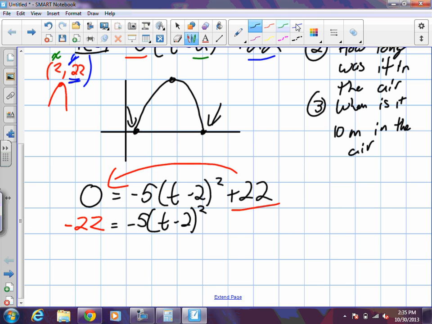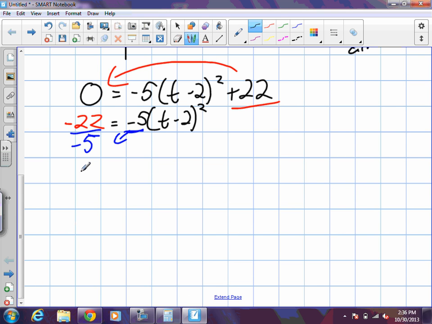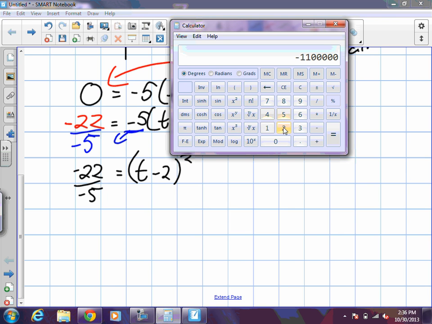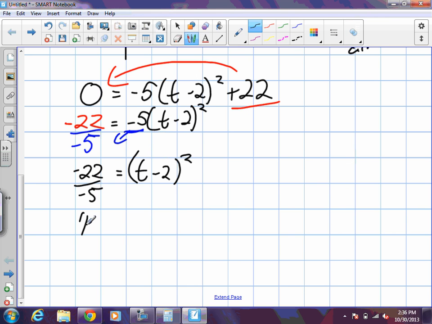Next thing we want to do is move over our negative 5. When we move our negative 5, what operation is it? Division. Okay? Because it's technically multiplication on that side. So we're going to get negative 22 over negative 5 is equal to (t minus 2) squared. Okay, so let's equate what we have here. And because it's a negative divided by a negative, it's the same as a positive divided by the positive values, 4.4. So we have 4.4 equals (t minus 2) squared.